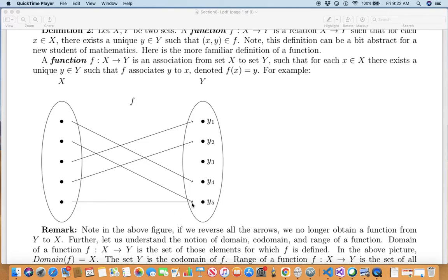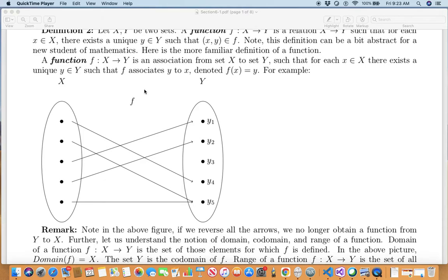So what is happening here? This element is associated to y5, and so is this element. But that's okay. The condition is that for each x, there is a unique y. So for each x, you are allowed to go to only one element on the right. Different elements on the right can have more than one association. That's okay. But elements on the left must have one and only one association.